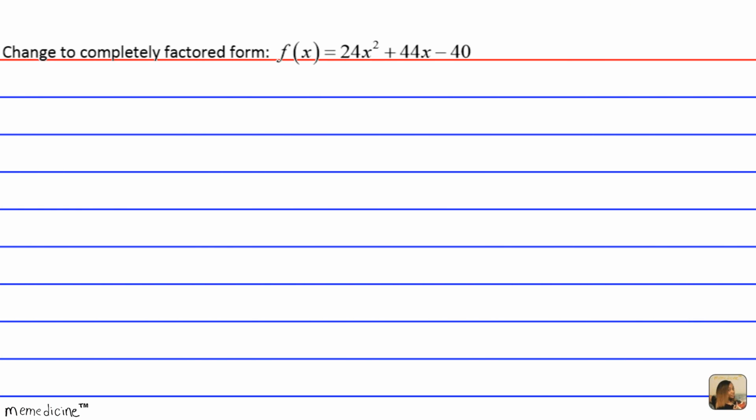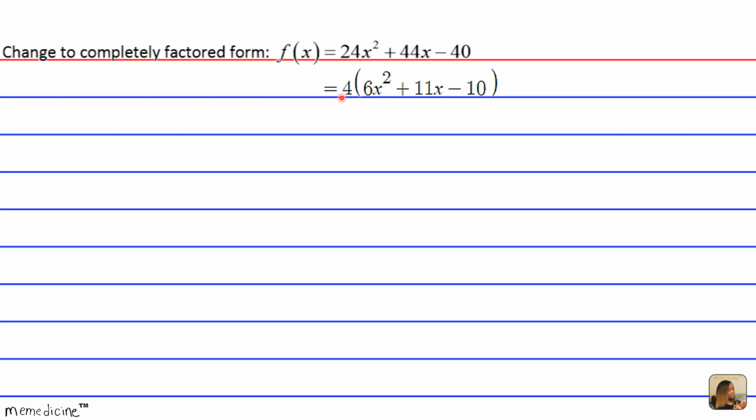Okay, so what we have to do is change the polynomial f of x equals 24x squared plus 44x minus 40 completely to factored form. So the first thing that we can do is factor out a 4. And after we factor out 4, the polynomial that we're left with is 6x squared plus 11x minus 10. Now we're going to work specifically with the polynomial inside the parentheses. We're going to temporarily ignore the 4 that we just factored out.